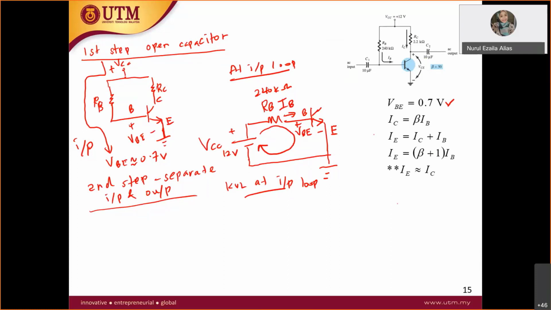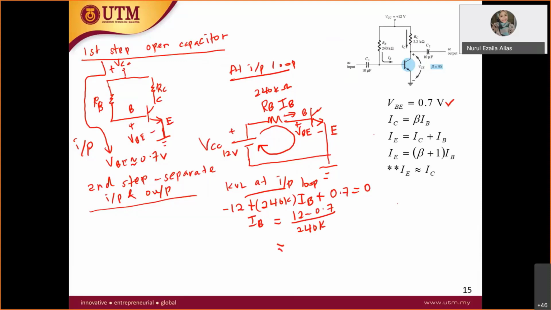So apply KVL. Let's start from the VCC: you will have negative 12 plus 240K IB plus, don't forget your voltage junction there, which is VBE, 0.7, equal to 0. So this is your KVL at input loop for BJT. Now you are calculating your IB here: 12 minus 0.7 over 240K.